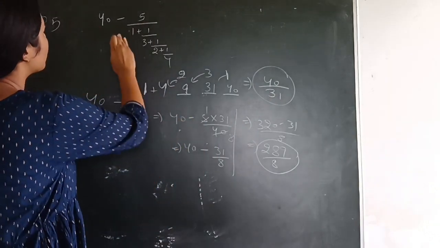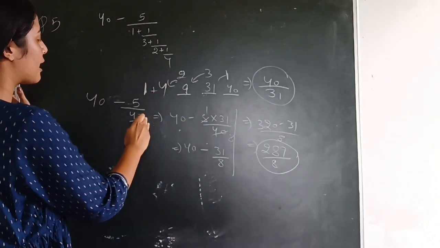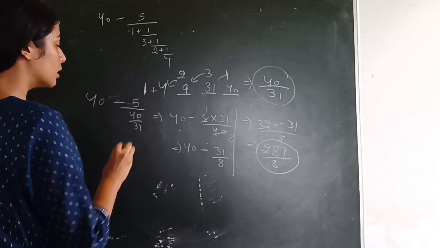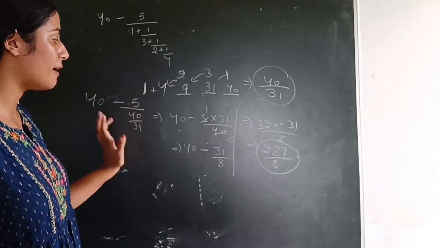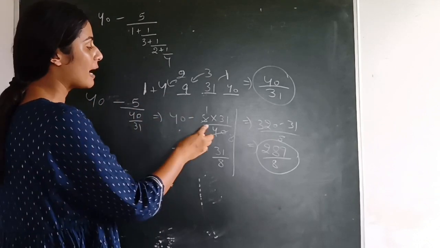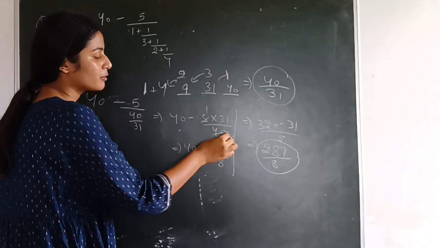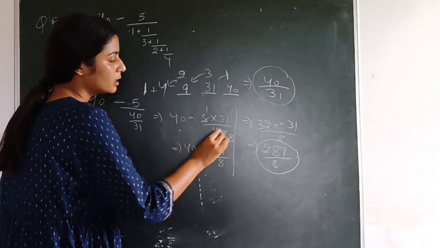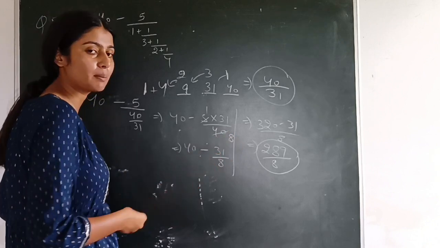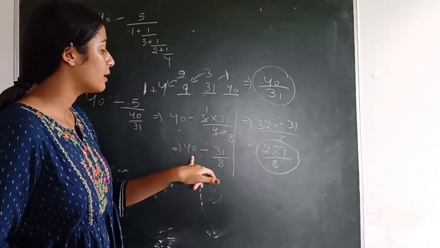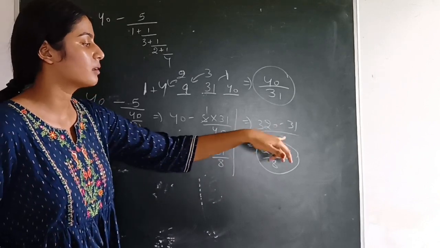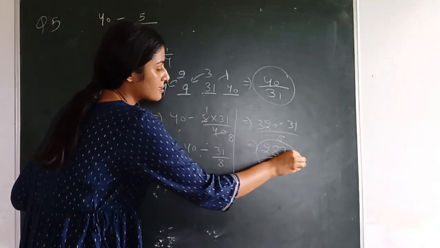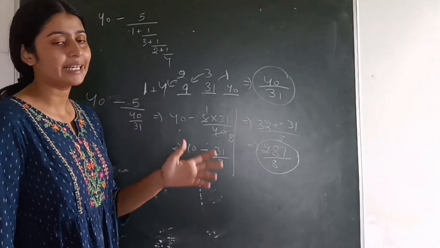And now we have put the value over here. 40 minus 5 upon 40 upon 31. The denominator will go upwards and multiply with the 5. Then 40 minus 5 into 31 upon 40. We have cut this with 8. Then here we got 40 minus 31 by 8. And by multiplying 40 into 8, we got 320 minus 31 by 8, and the final answer is 289 by 8.